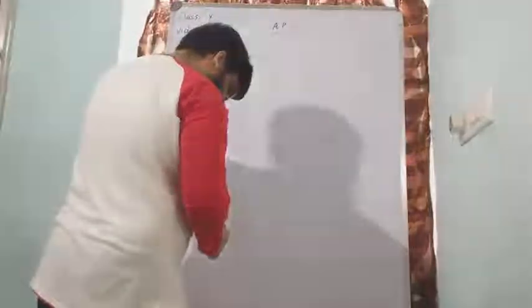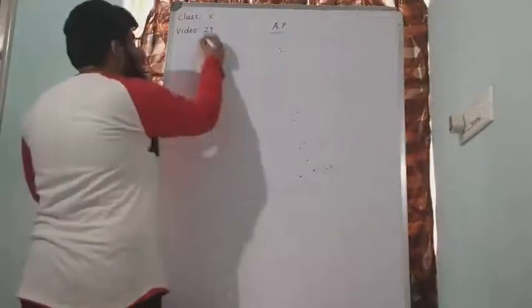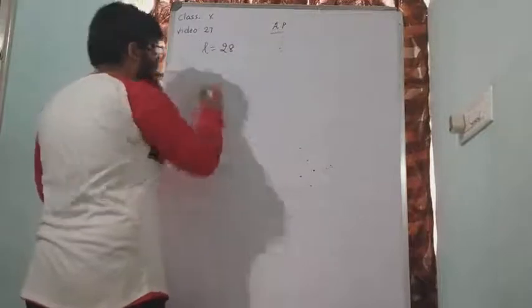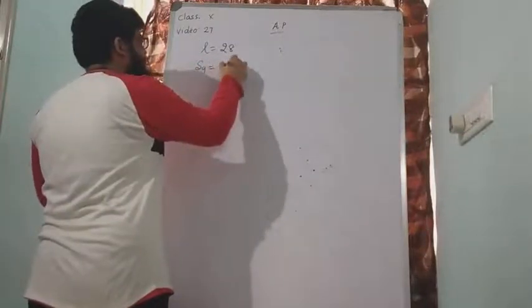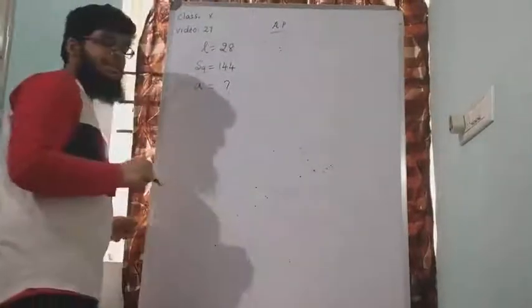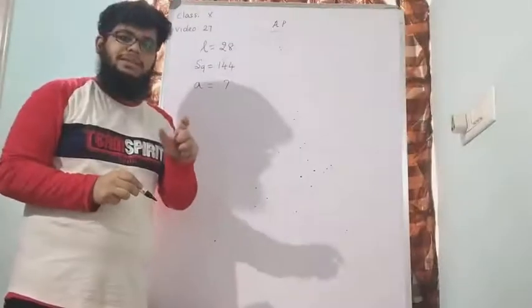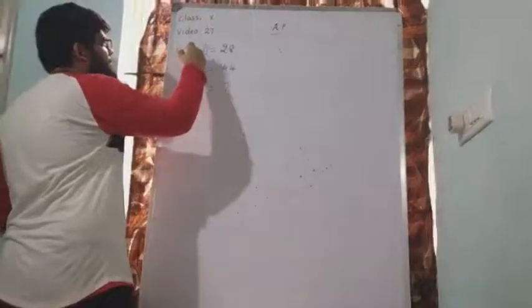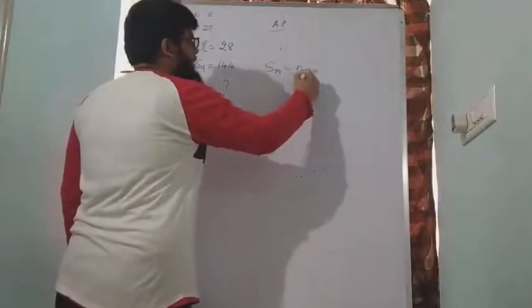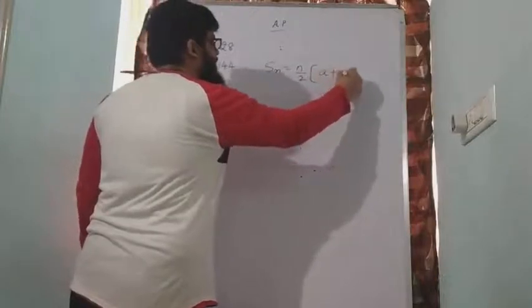So the question here is, the value of L is 28, the value of S9 is 144 and you should find out what is A. Now L means last term. L means last term can also be given by AN. So I'll give you the hint, use Sn is equal to n by 2 into A plus AN formula.